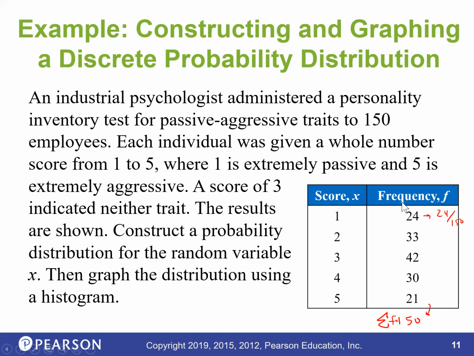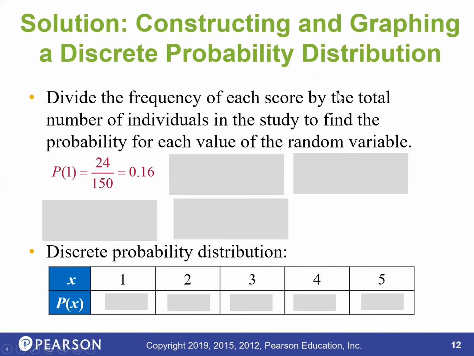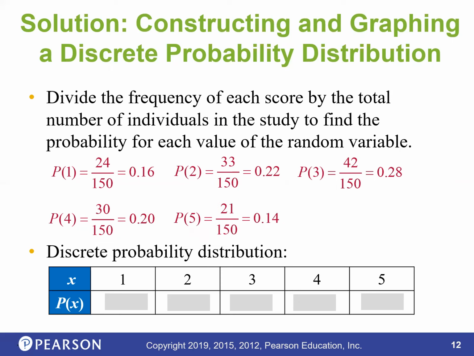You guys remember in chapter 2, we did frequency distributions, right? That's kind of where we started, I think it was 2.1. So for each one of these, we're going to do this here. 24 over 150 gives us 0.16. Then 33 over 150 gave us 0.22. We could do that for each one right here. So 0.28, are we good there? 0.20 and then 0.14.